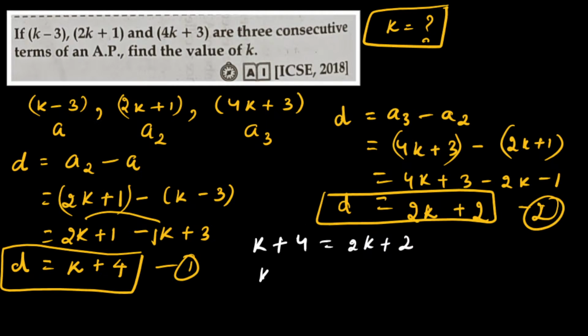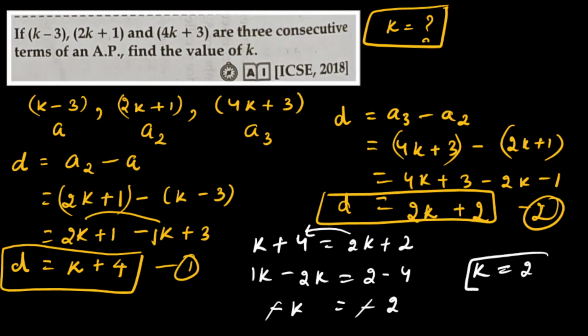So like terms, K minus 2K, I'm shifting 2K to this side, it will be minus 2K, and 4 I'll shift to the other side. So 2 minus 4. So this is minus K and here I'll get minus 2. Minus and minus sign will get cancelled. So K's value is equals to 2. So is this question clear?